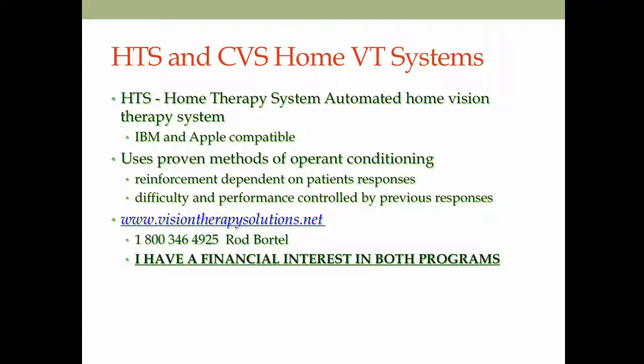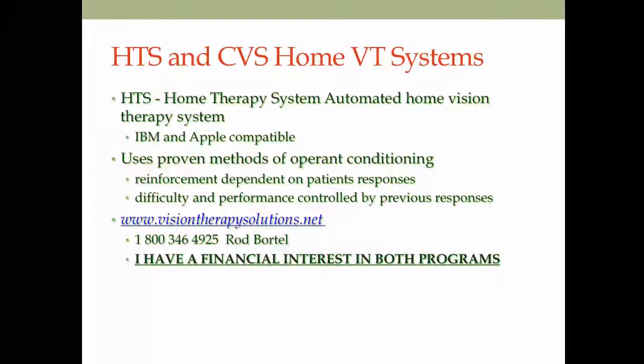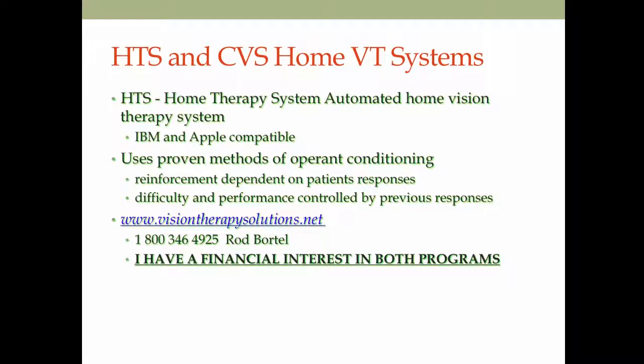There are 2 models of the home therapy system. One is called HTS. That's used by optometrists, which includes saccadics, pursuits, and accommodative therapy. In the CVS system, there is no saccadic therapy, no accommodative therapy, because the ophthalmological or pediatric ophthalmological group does not believe in treatment of accommodation or ocular motility, okay? As I've mentioned before, I do have a financial interest in this, and therefore I'm a real advocate of it.